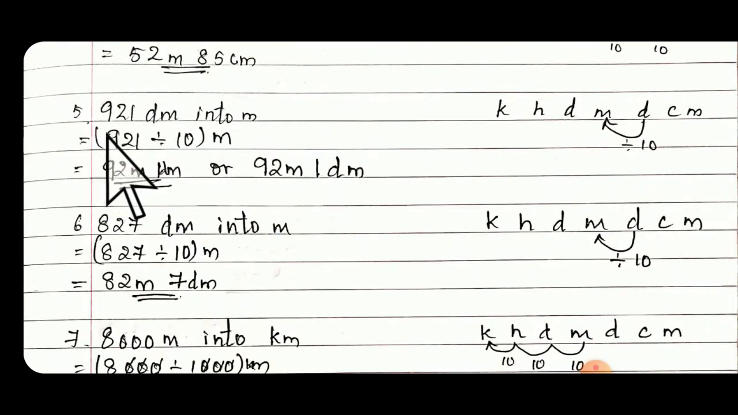Question number 5. 921 dm into m. Dm to m is only just 1 unit. So divide by 10. So how much will it be? 1 will be dm and 92 will be m.